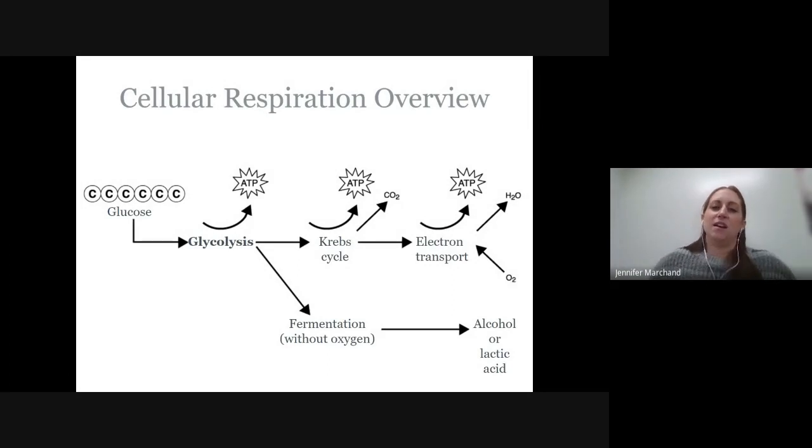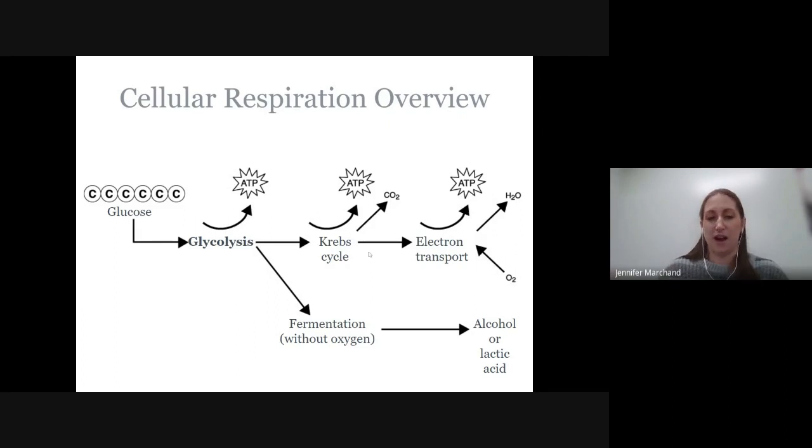Okay, so here we go. Here is cellular respiration again. We've got our glucose coming in. It's going to go through glycolysis and release ATP. If the oxygen is coming with it, it's going to go through the Krebs cycle and release ATP and some CO2. And then it's going to go through the electron transport chain, which we talked about in our first semester, and it's going to release ATP. Then water comes off and a little bit of oxygen needs to come in.